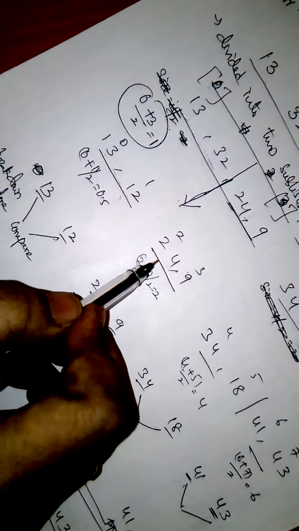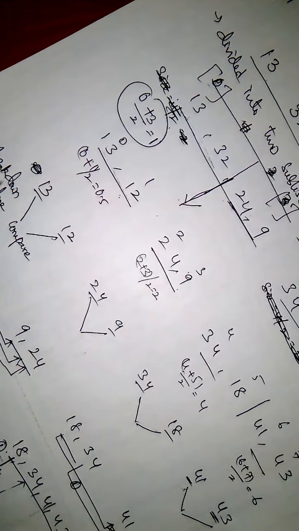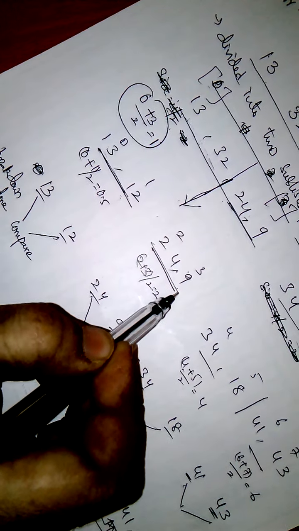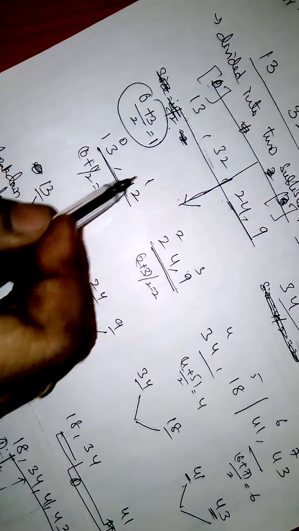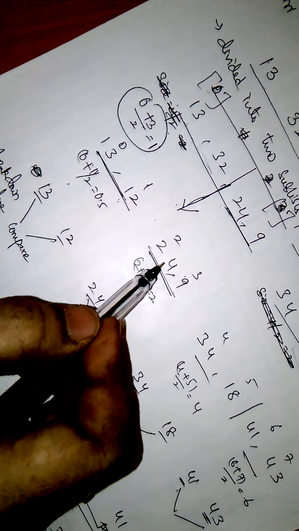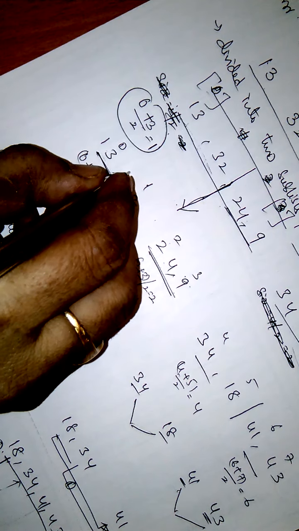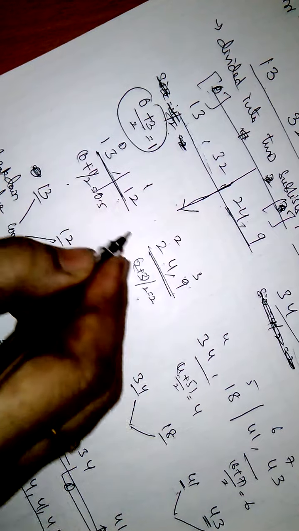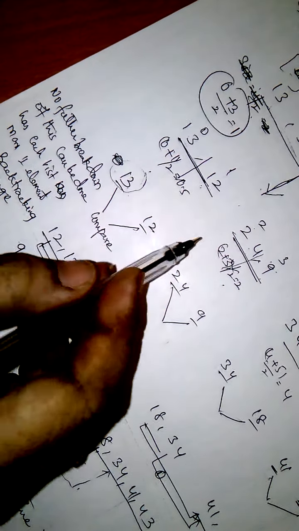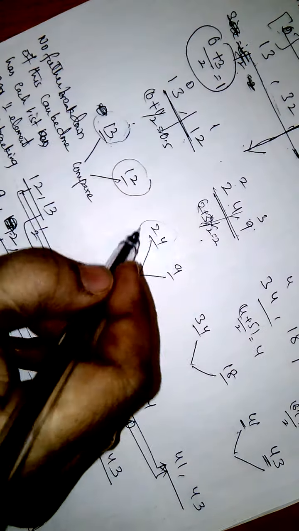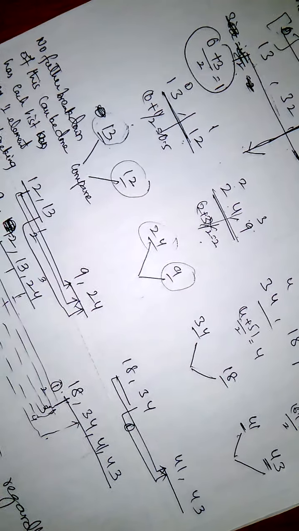After that you will get like this: 13, 12, 24, 9. Now again you divide this. How? 0 plus 1 by 2, 0.5, so 0. And 2 plus 3 by 2, 2. So that means here you have to partition again. Then you will get a singleton list, 13, 12. This is one sublist, this is another sublist, and this is another sublist; we have got 4 sublists.